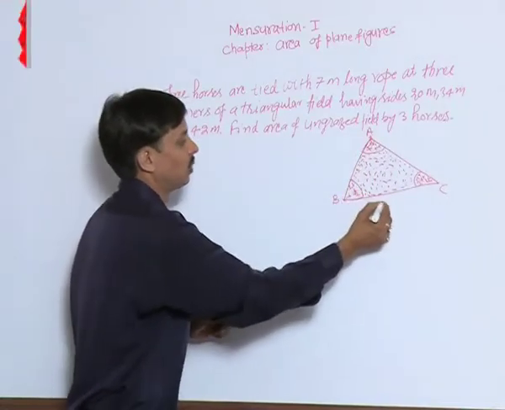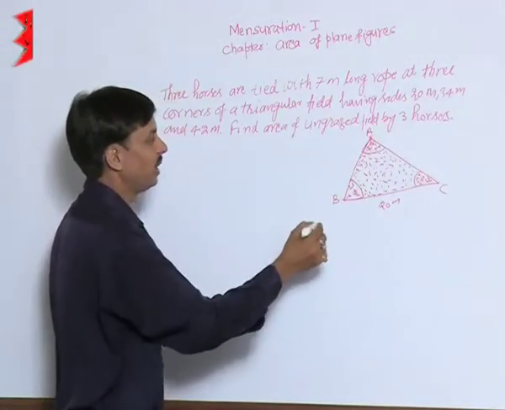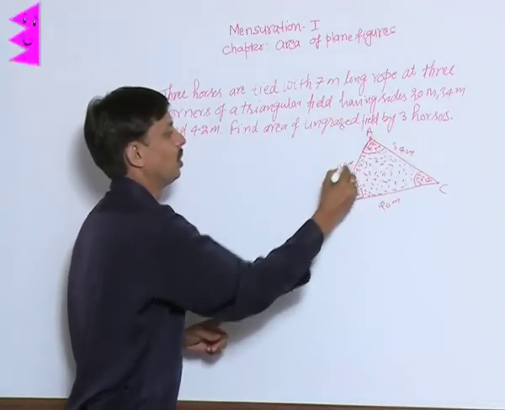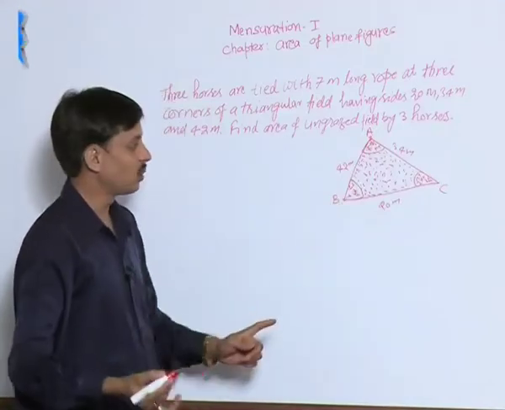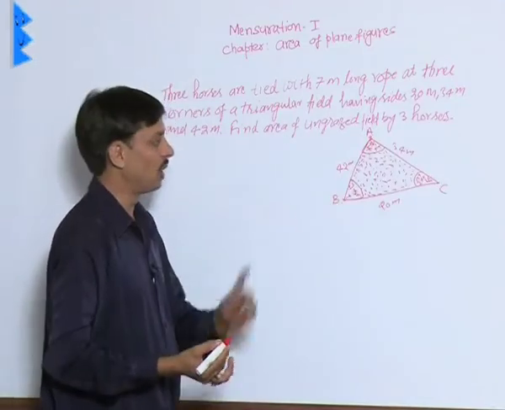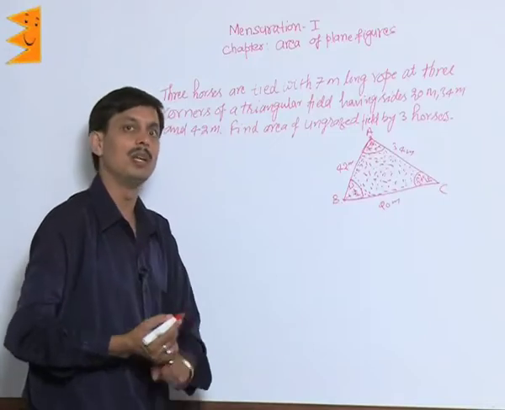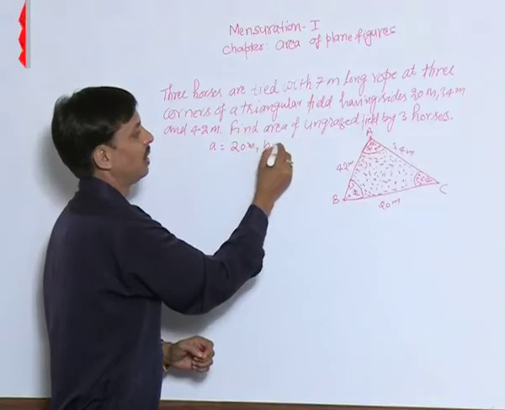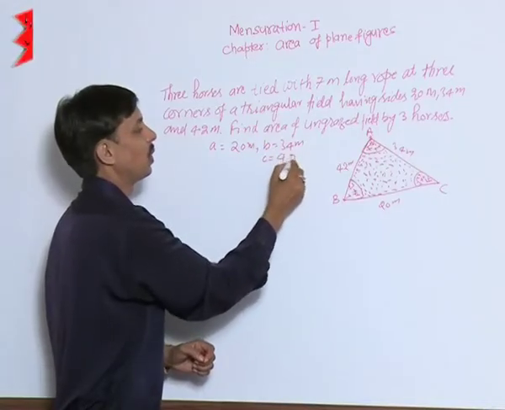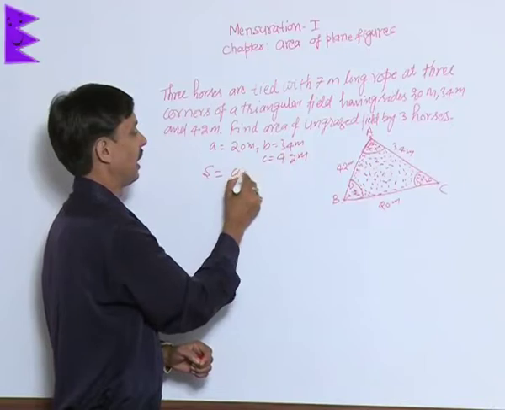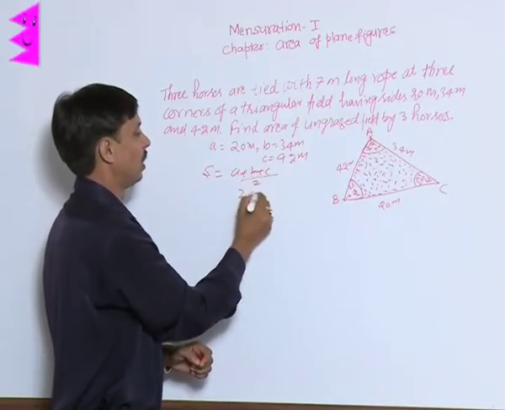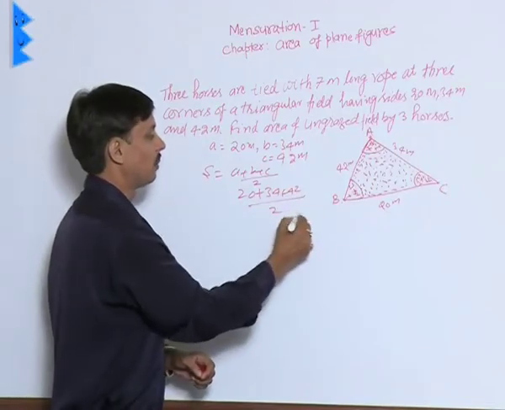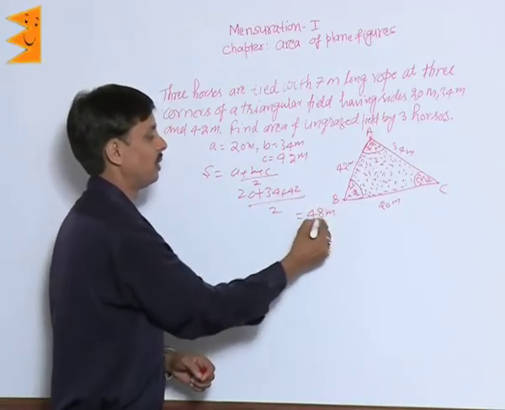We have the sides 20 meter, another side 34 meter, next side 42 meter. So these are the 3 sides, unequal sides, no height is given, no perpendicular is given. So what will we apply? We will apply Heron's formula. So we will say A is 20 meter, B is 34 meter, C is 42 meter, semi-perimeter S is A plus B plus C upon 2, 20 plus 34 plus 42 upon 2. So this will come to 48 meter, semi-perimeter S.